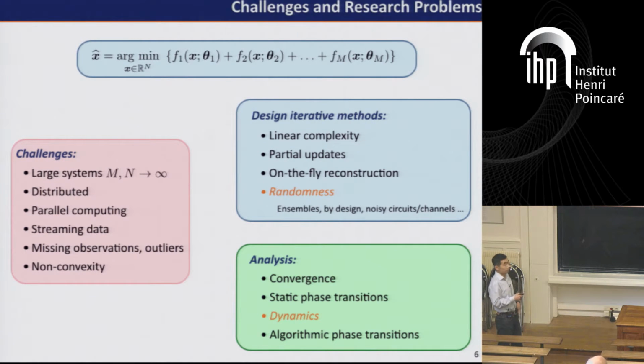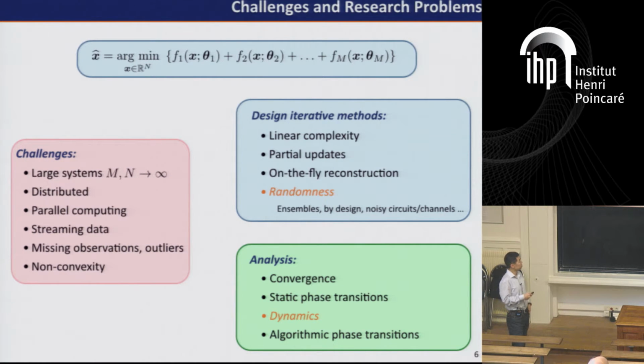And also, a key component of this set of methods is randomness, and the randomness can come from different sources. It can come from the nature of the problem, because we are studying an ensemble of these optimization problems drawn from a random ensemble, or it can be by design, where you want to introduce artificial randomness into the algorithm just to achieve performance guarantees, or it can come from the nature of the computational communication environment. You can do it on noisy circuits or over noisy communication networks, okay?